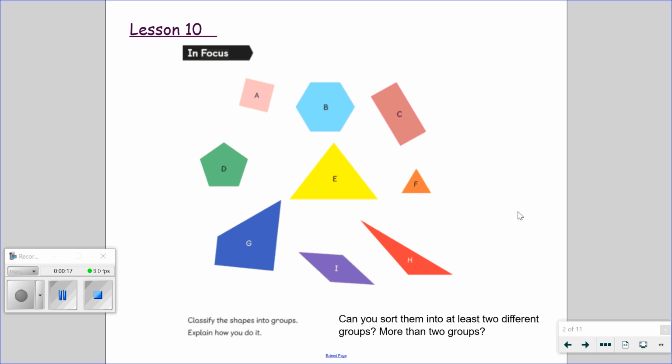So here's our in focus, and here we have 9 different shapes, and it asks us to classify or sort the shapes into groups. We also have to explain how we did it. So how can we do this?